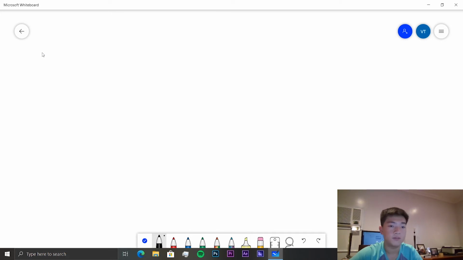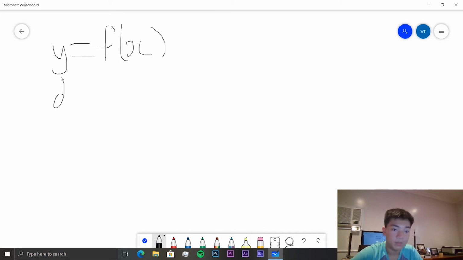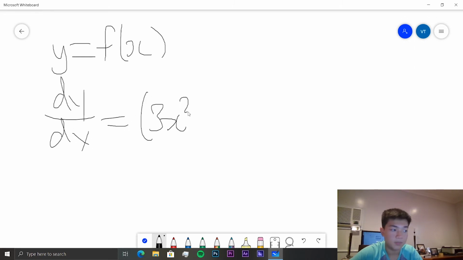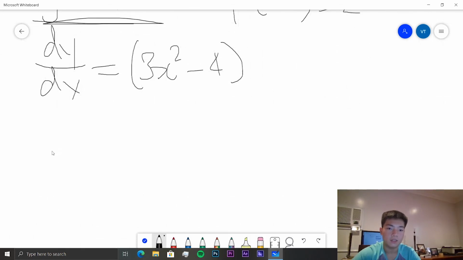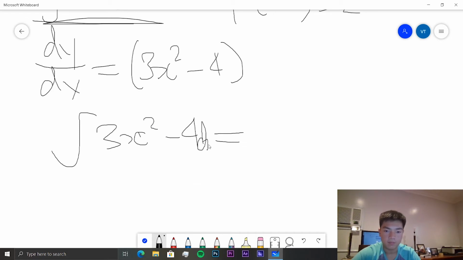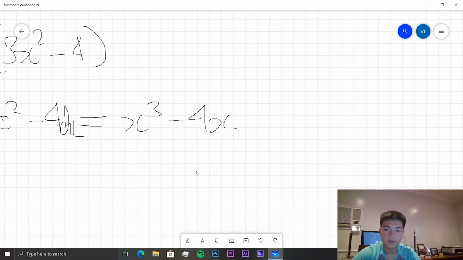Next question is find y is equal to f of x, given that dy over dx is equal to 3x squared minus 4, and f of negative 1 is equal to 2. So we need to find the original function. So let's integrate 3x squared minus 4, which will simply be equal to x cubed minus 4x, so plus c.